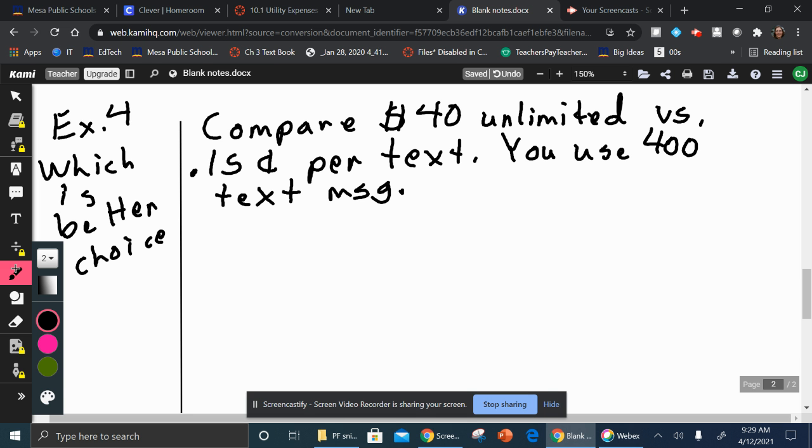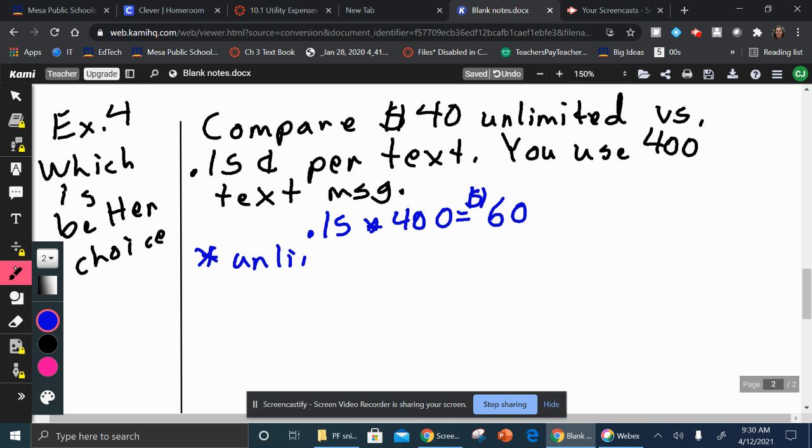Okay, so we're going to multiply: 15 cents times 400 is $60. So for you, the unlimited plan is the better choice. So the unlimited plan is the better buy.